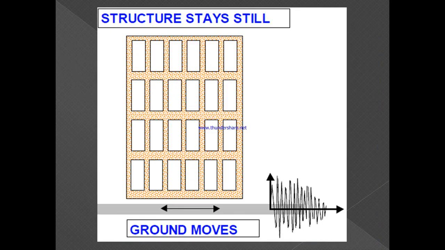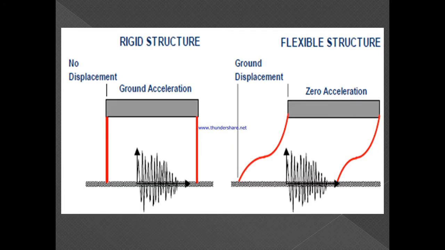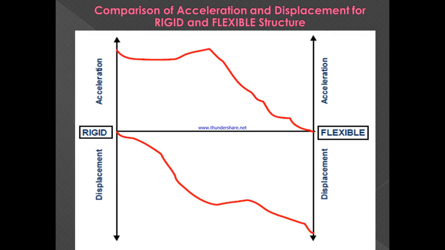So the structure stays still. This is a ground motion. This is the best example. In a rigid structure, no displacement will take place because of the ground acceleration, but because of the base isolating device in the flexible structure, there will be a ground displacement, but a zero acceleration will be formed. Okay, so this is a graph between the rigid and flexible structure.